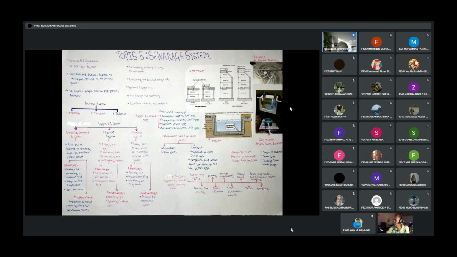Sewerage system terbagi pada 3: collect sewer, partial separate system and combination system. Dia juga ada kelebihan dan kekurangan. Seterusnya type of sewer piping, which are clay pipe. Lepas tu ada asbestos cement, polyvinyl chloride and concrete sewer pipe and reinforced concrete.